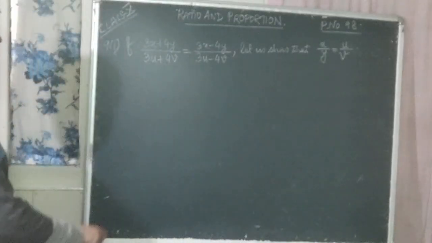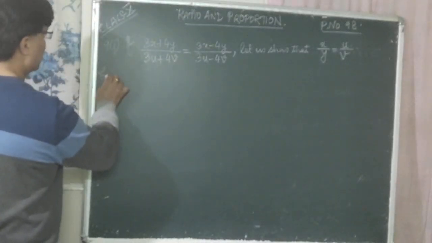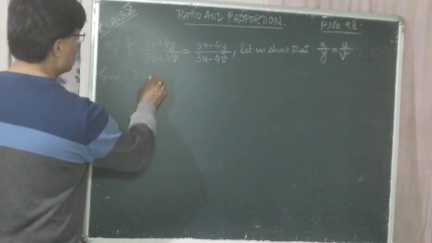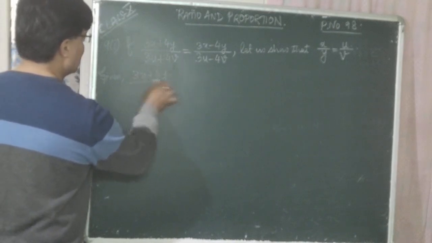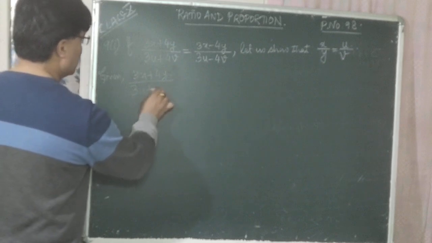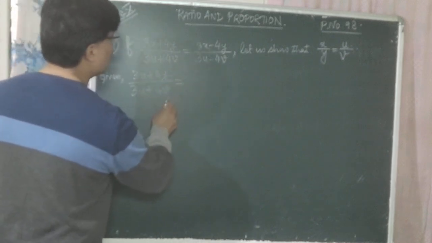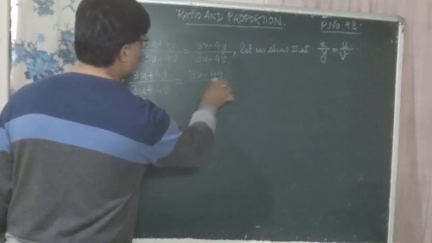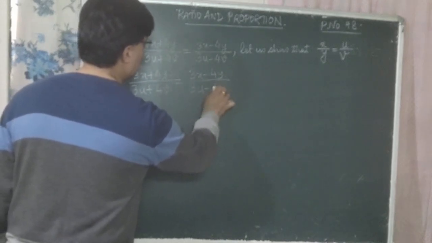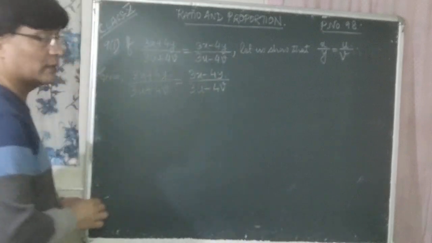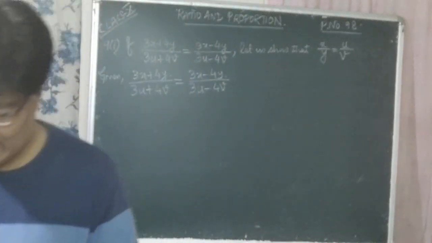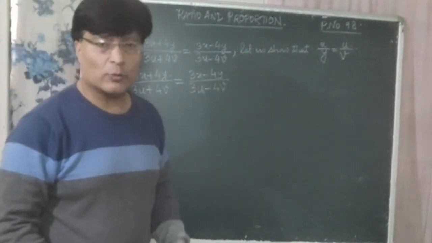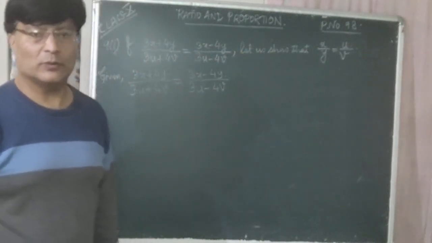Okay. So let us write down the given part again. So here given is (3x + 4y) divided by (3u + 4v) is equal to (3x - 4y) divided by (3u - 4v). Right? So now in this case you have to use componendo and dividendo to prove that required result.